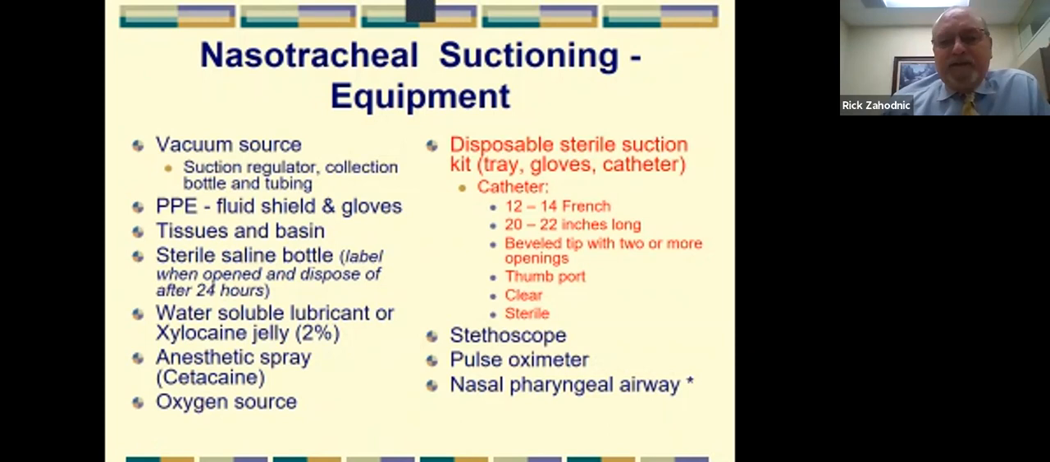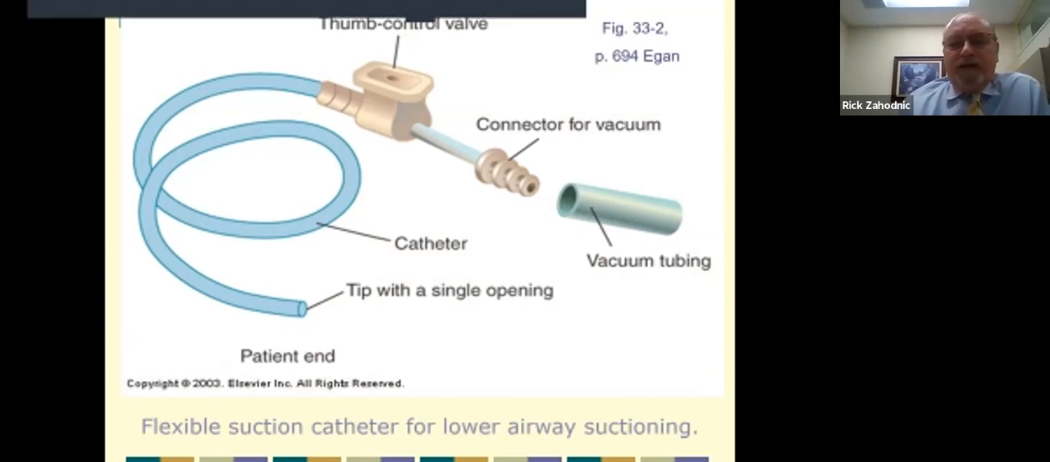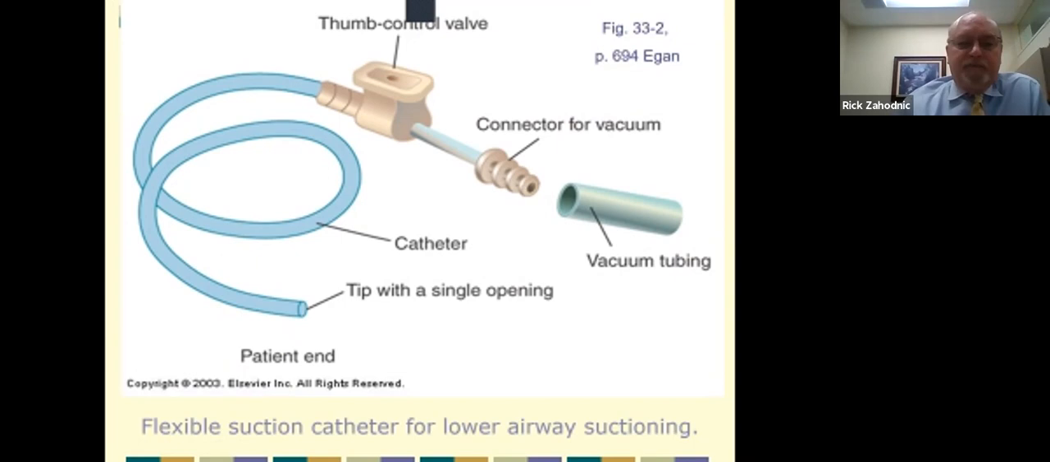Typically, it's about 20 to 22 inches long, has a beveled tip with a thumb port, and it is sterile as far as how it's packaged. Some other equipment you can see there for monitoring, and ideally, we want to pass this through the nasopharyngeal airway. So here's where our vacuum tubing would connect up to the catheter itself. The thumb control valve only allows for vacuum to be applied to the tip of the catheter when that thumb control valve is covered.